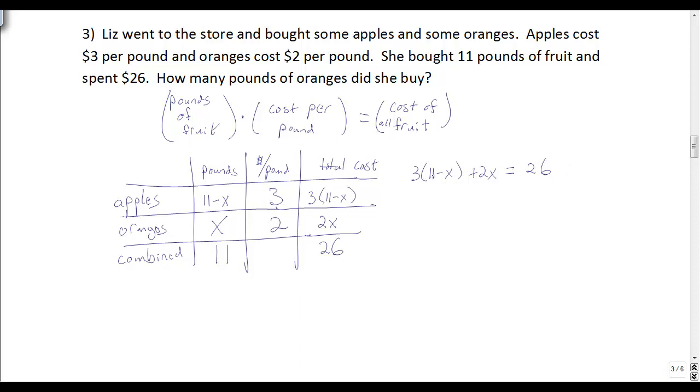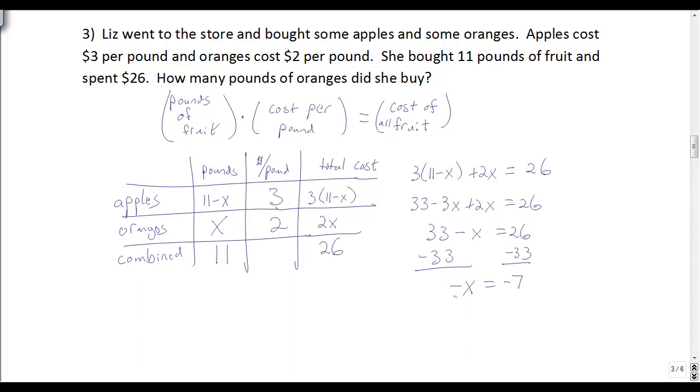So to do that, I'm going to distribute the 3. 33 minus 3x plus 2x equals 26. I'm going to combine together the like terms. Negative 3x plus 2x is minus x equals 26. And I want to isolate the x, so I'm going to subtract 33 from both sides. And then I get negative x equals 26 minus 33 works out to be negative 7.